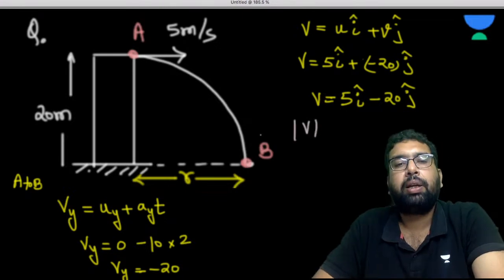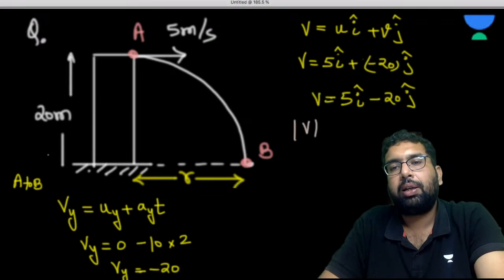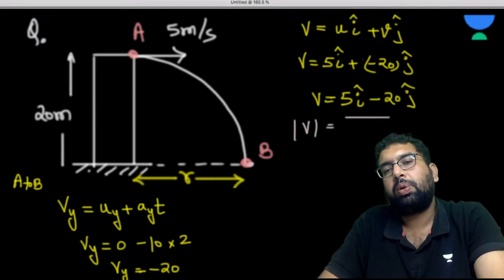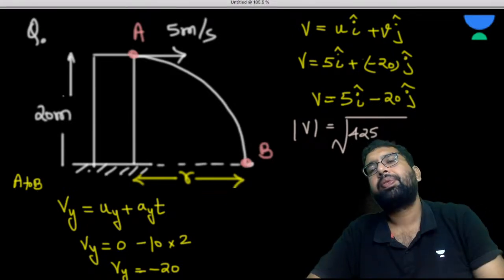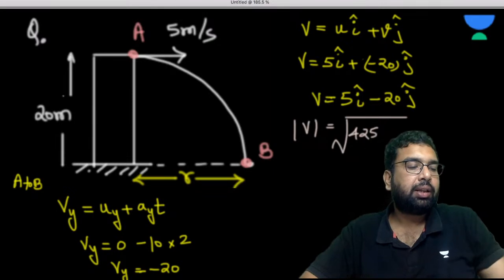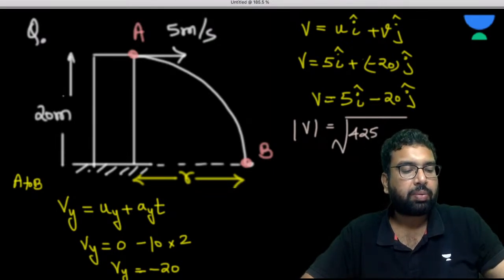And what is the speed? Speed is root over 5 square plus 20 square, that is root 425. Is that clear, beta? Please answer me. Is it fine? Did I do anything that troubled you?